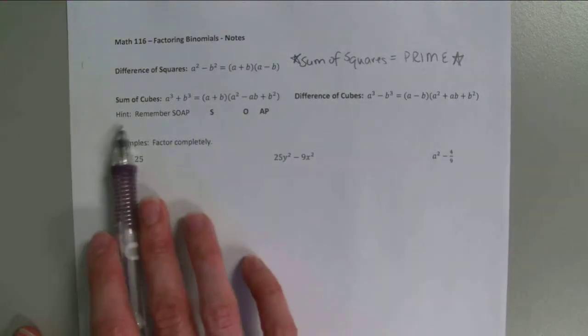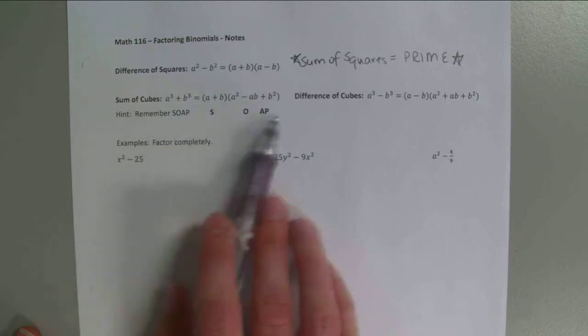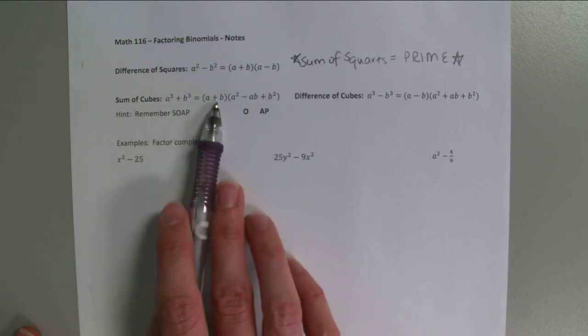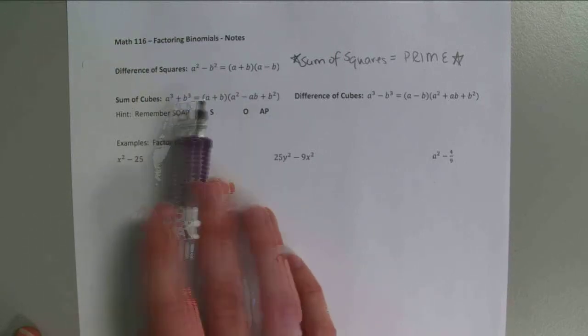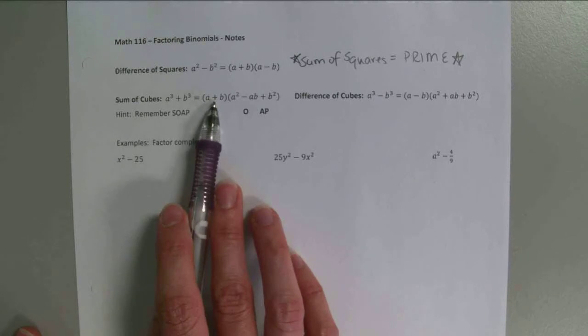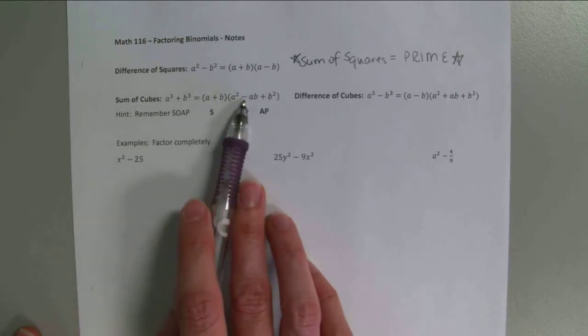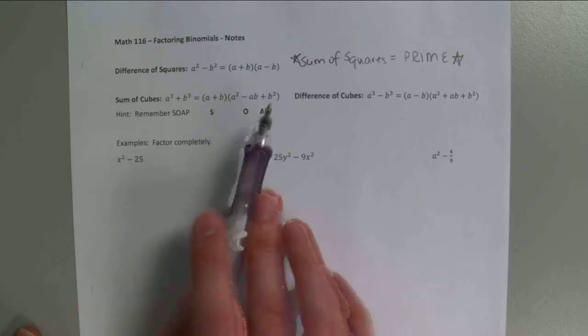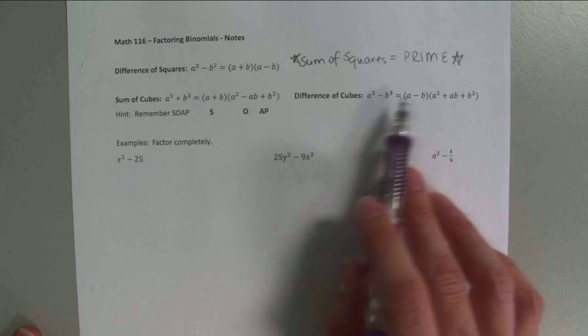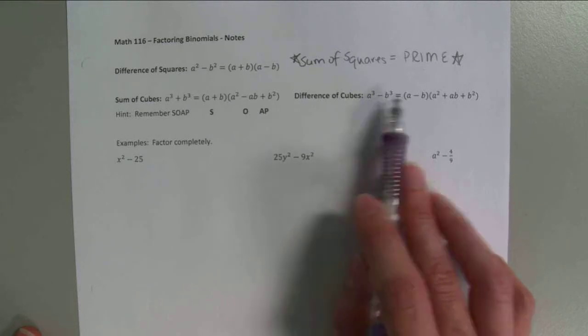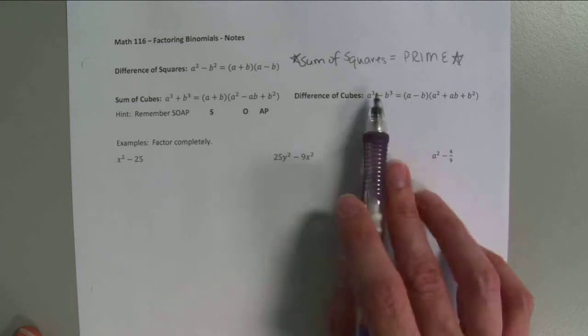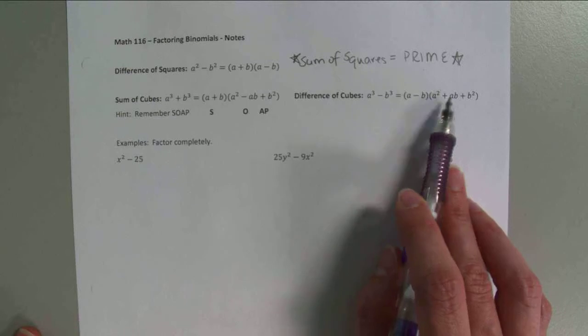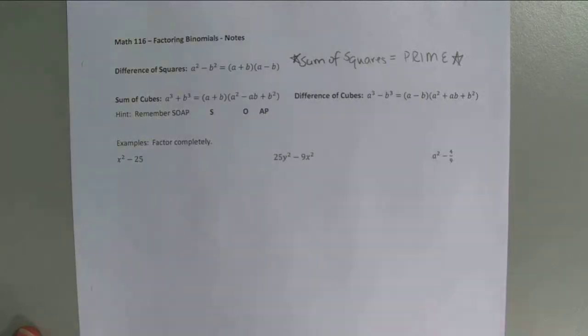And a hint to remember the signs is the acronym SOAP. S stands for same. What does that mean? This was a plus sign to start with, so this is the same sign, a plus sign. O stands for opposite. The next sign is the opposite sign, right? And AP stands for always positive. So if you go over here, that same thing's going to happen. This is a subtraction, and so the same sign is in the first. Opposite, the opposite of minus is a plus, and this is always positive.